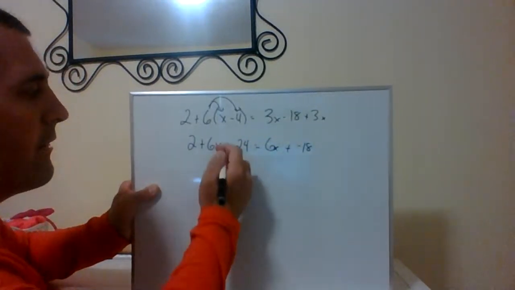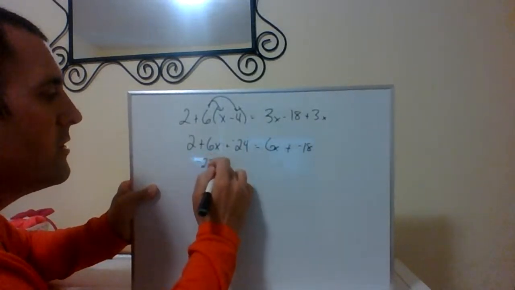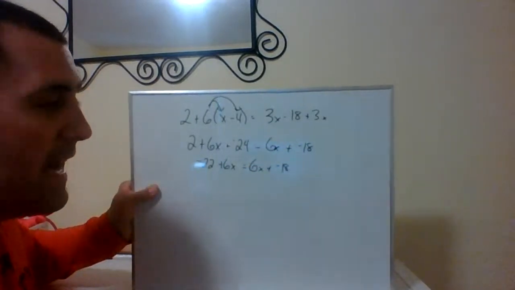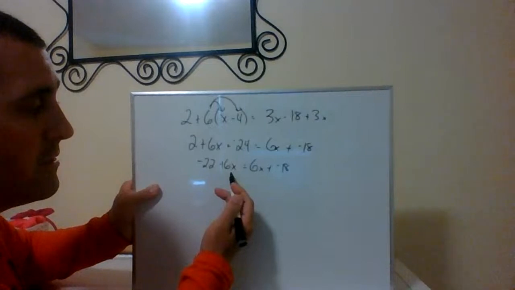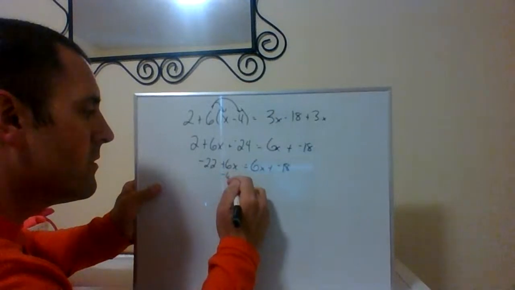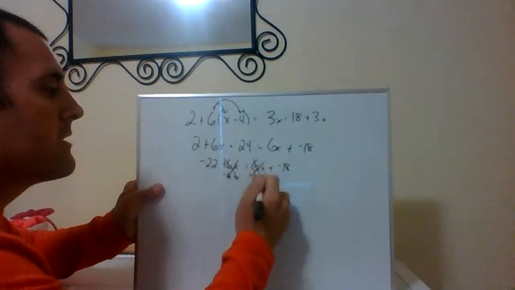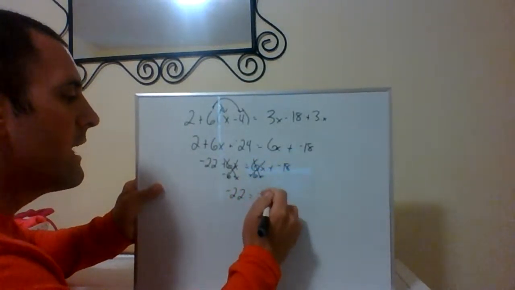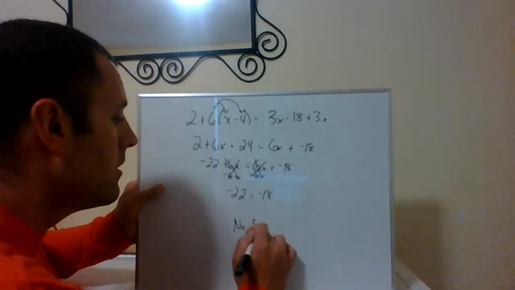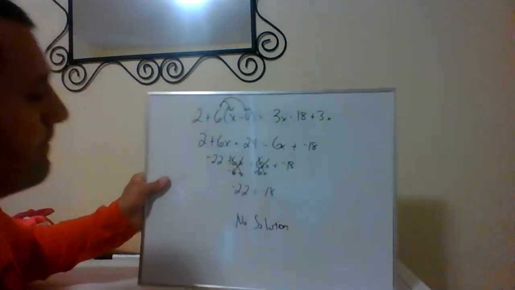Okay. Now, again, this is negative 24. So combine these two, we get negative 22 plus 6x equals 6x plus negative 18. And again, coefficients are the same. So you're like, oh, there's something weird going on. But let's subtract 6x from both sides. That's gone. That's gone. Negative 22 equals negative 18. Well, that doesn't work. Negative 22 doesn't equal negative 18. And so therefore, no solution. Okay?